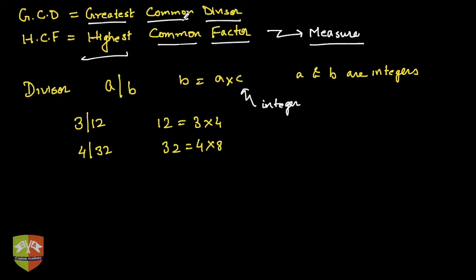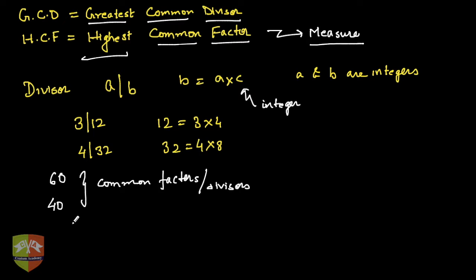The moment we say common, that means we are dealing with more than one integer. It can be a pair of integers, three integers, four, and so on. So let's start with a pair of integers, say 60 and 40, and we are interested in finding all common factors or divisors of 60 and 40. A very easy method: the numbers are not big, so we don't need any algorithm.